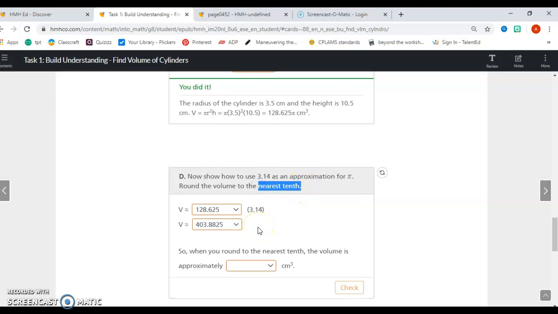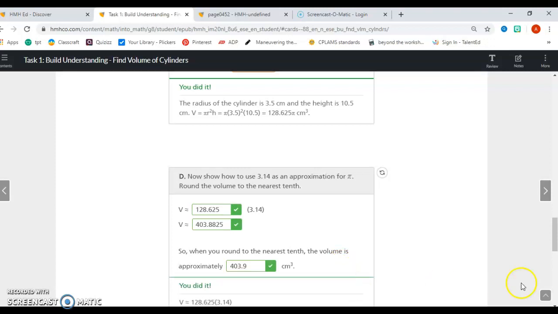Remember, the tenths place is considered like the dimes in money. The tenths place is the first 8, right? But the digit after the tenths place tells that number what to do. And because that is an 8, remember 5 and above rounds that number up. So now we're going to have 403.9. 403.9 is rounding it to the nearest tenths.